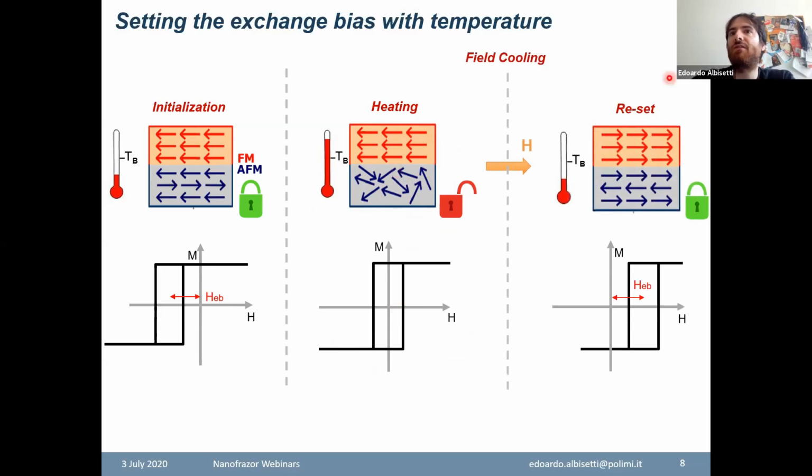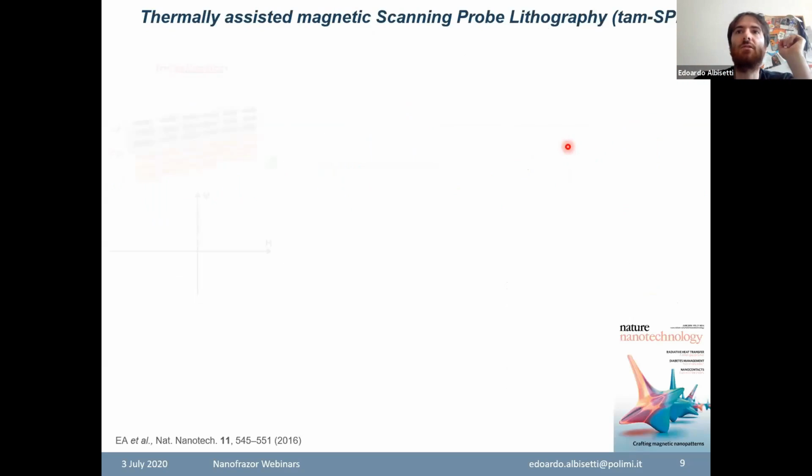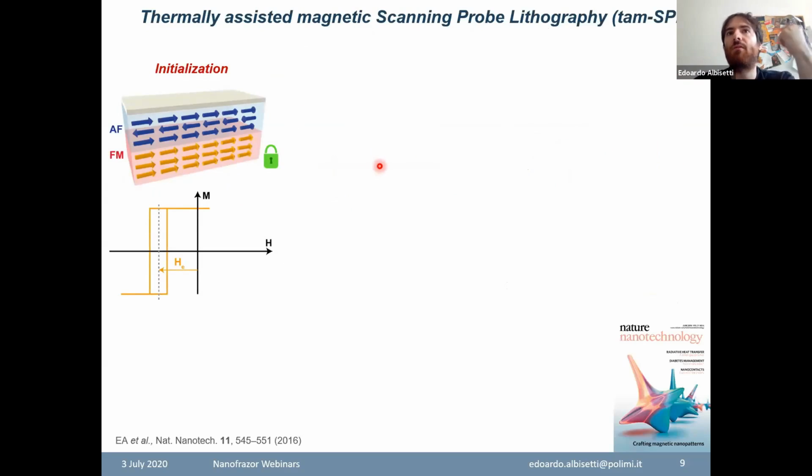Then if you apply an external field while cooling down below the blocking temperature, you can rewrite the magnetization and the exchange bias in the direction of the applied external field. So by combining heating and the application of an external field, you can actually rotate the magnetization as you want in your ferromagnetic material. This is conventionally done at the macroscopic scale by heating up, for example, in an oven or on hot plates in the presence of an external field, for blocking the magnetization of the whole film in your chip in one direction. So our idea was simply to perform the very same mechanism, but at the nanoscale with the heated tip.